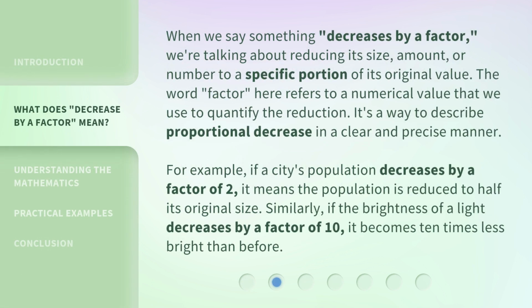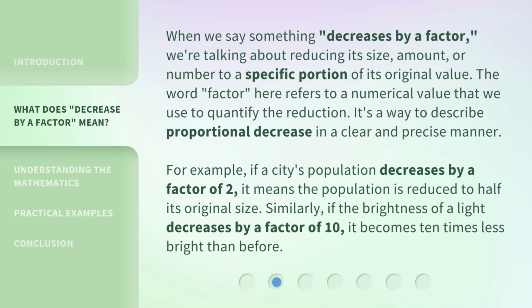When we say something decreases by a factor, we're talking about reducing its size, amount, or number to a specific portion of its original value. The word factor here refers to a numerical value that we use to quantify the reduction. It's a way to describe proportional decrease in a clear and precise manner.